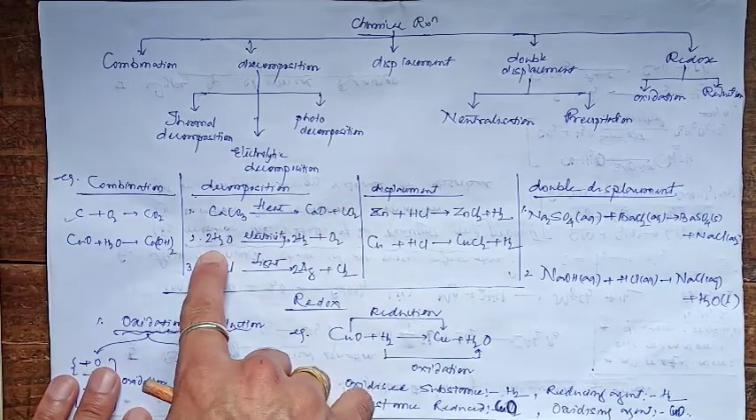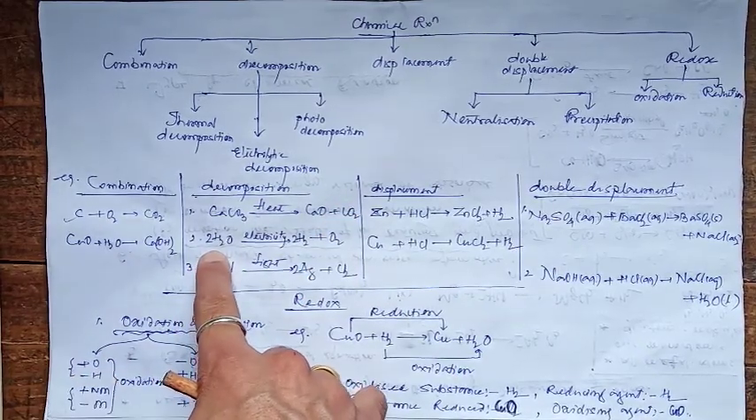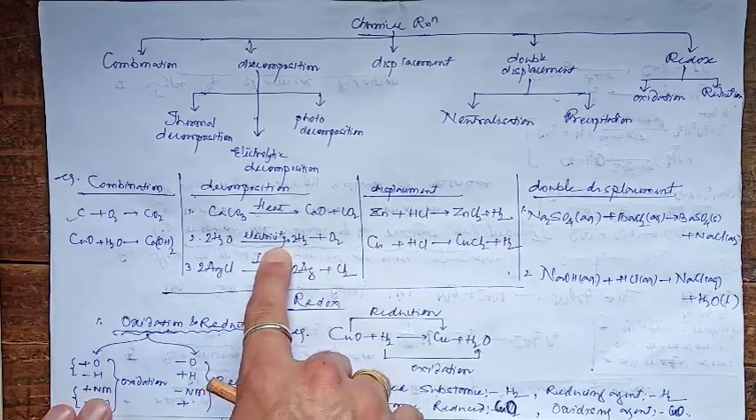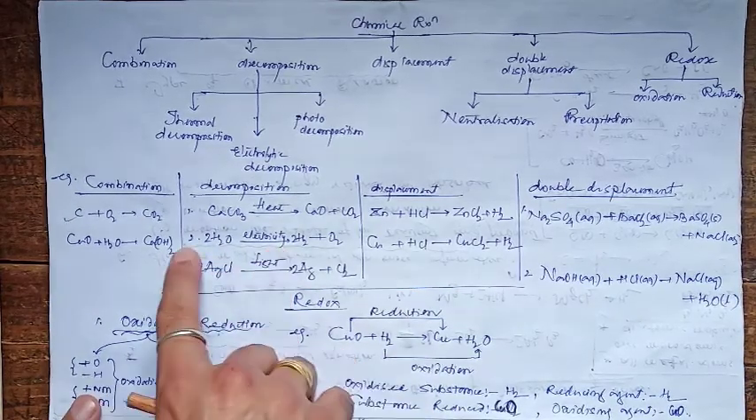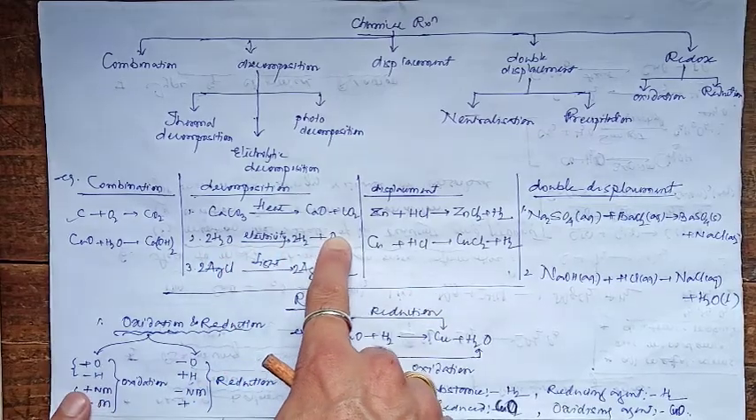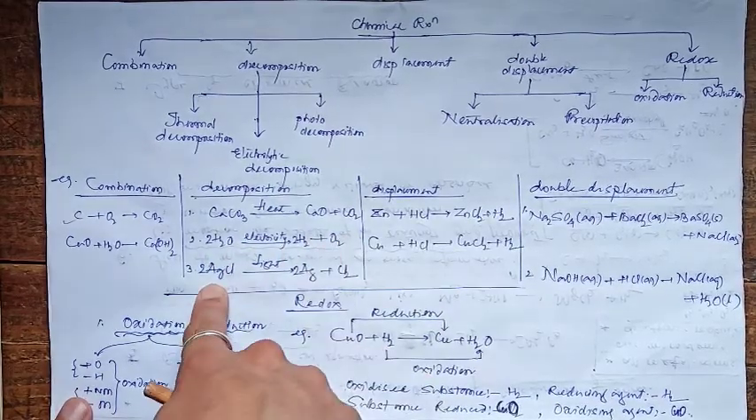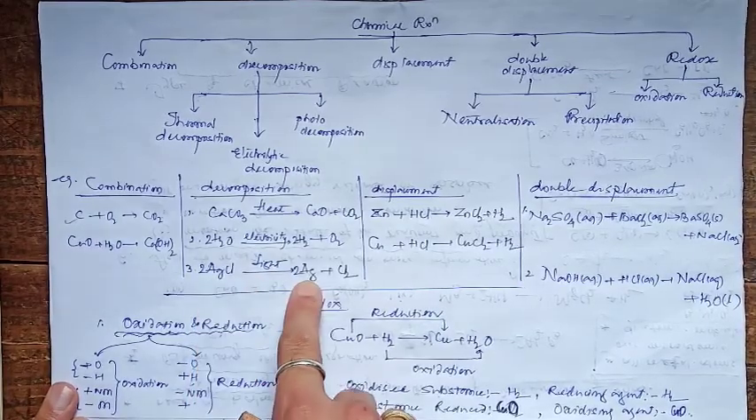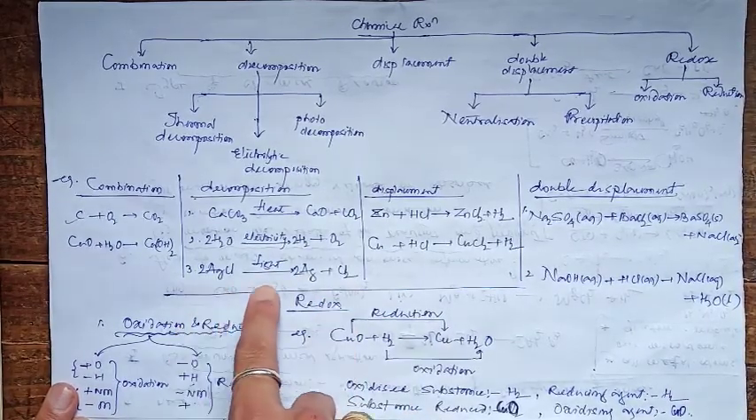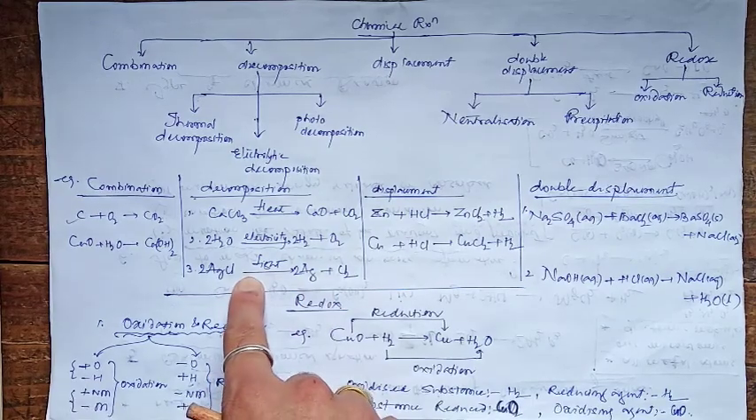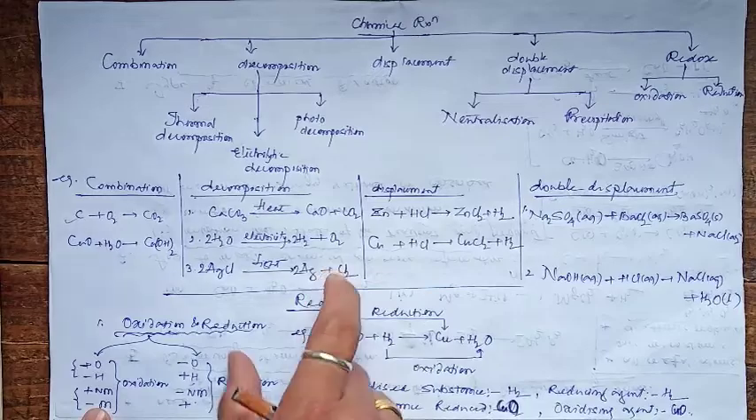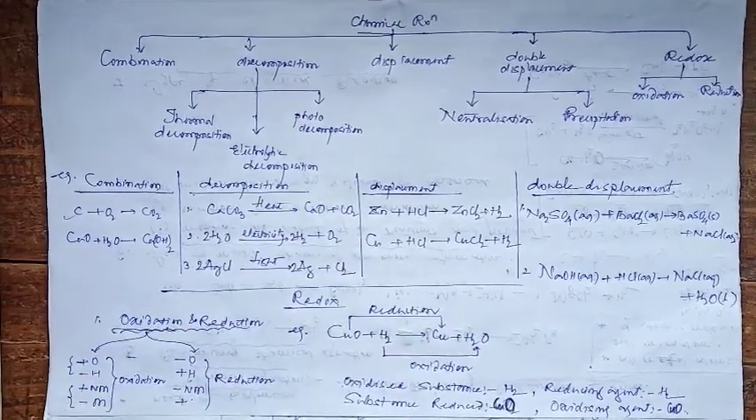We have another example. Water. If you want to decompose water into hydrogen and oxygen, you have to supply the energy in the form of electricity. So this is an example of electrolytic decomposition. Now we have AgCl, silver chloride, broken down to silver and chlorine. To break this silver chloride into silver and chlorine, we have supplied the energy in the form of light. So this is an example of a photo decomposition reaction.